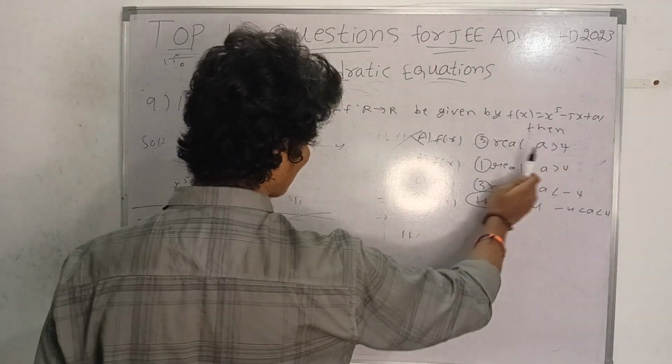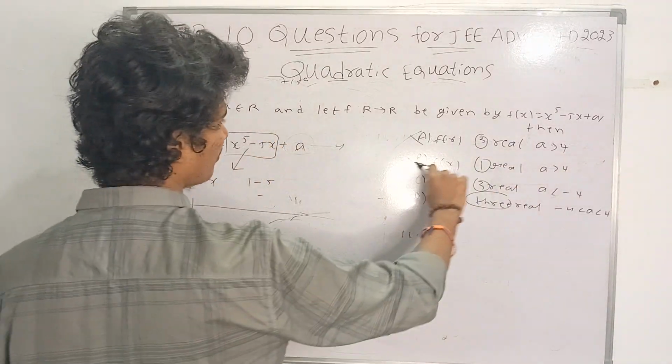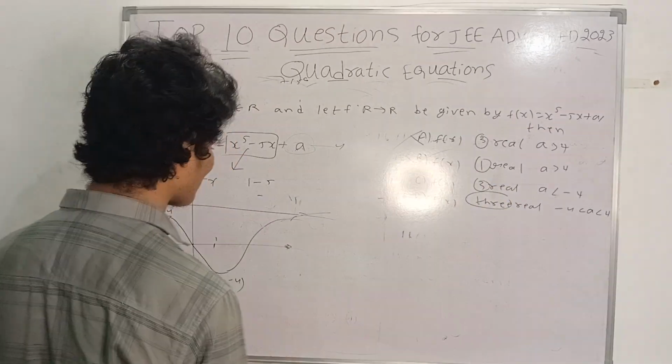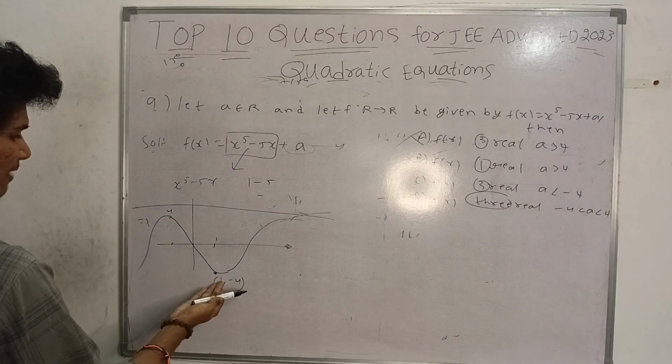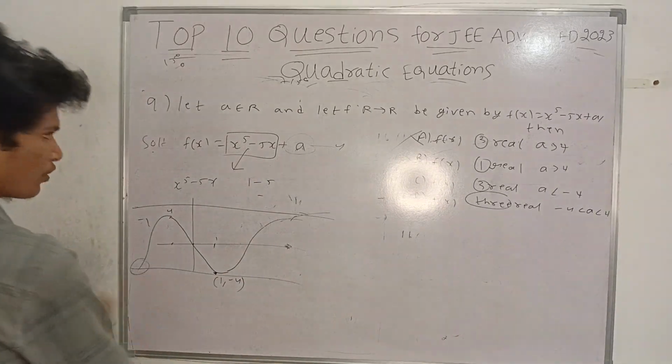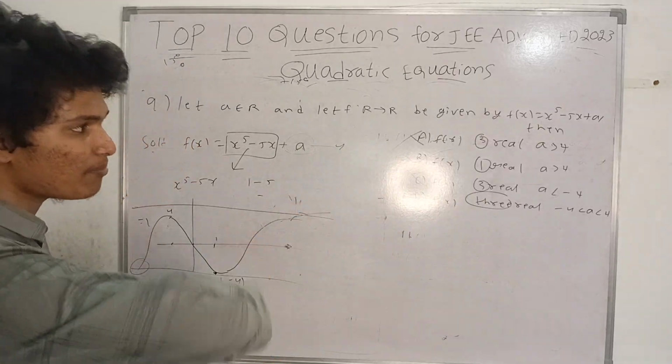And for a greater than 4, 1 real root. It is correct. B correct. F of x has 3 real roots when a is less than minus 4. It is minus 4. When I draw, I got only 1 root, not 3 roots. This is also wrong. F of x has 3 real roots when a lies between minus 4 and 4.